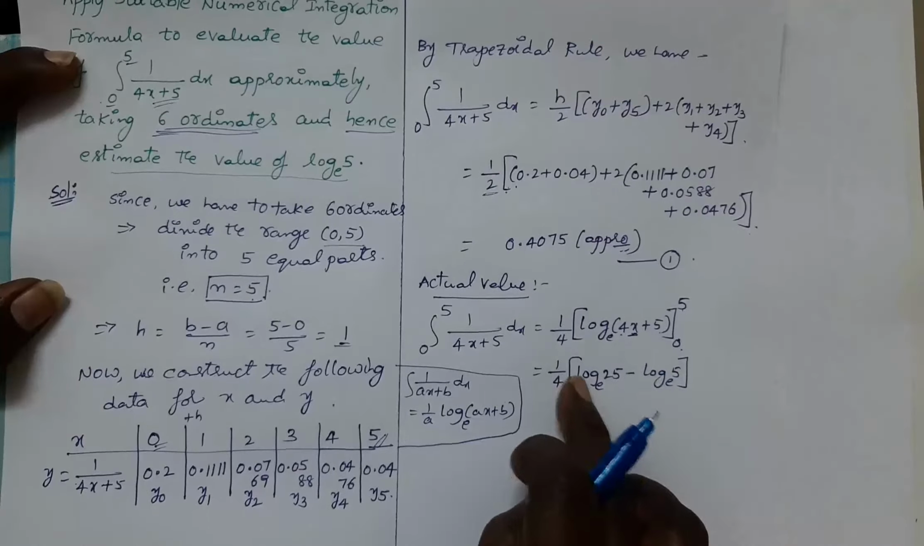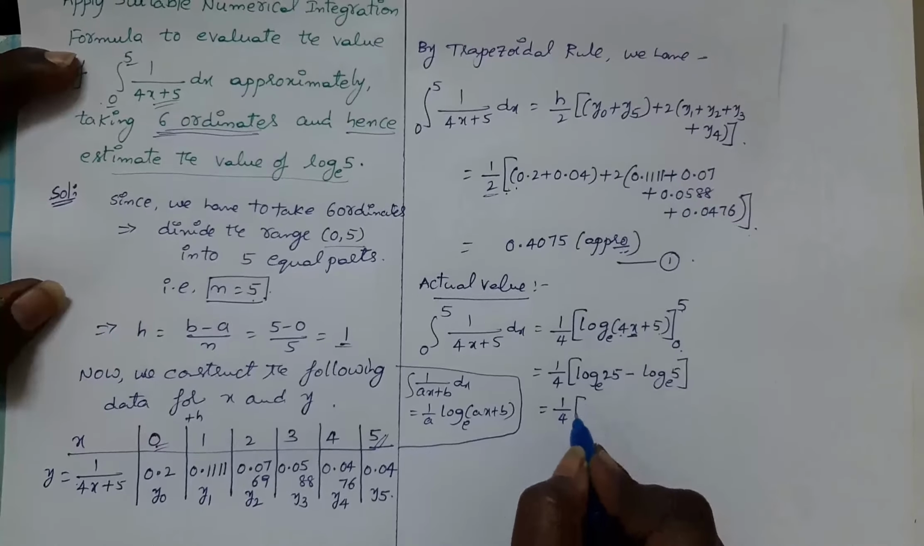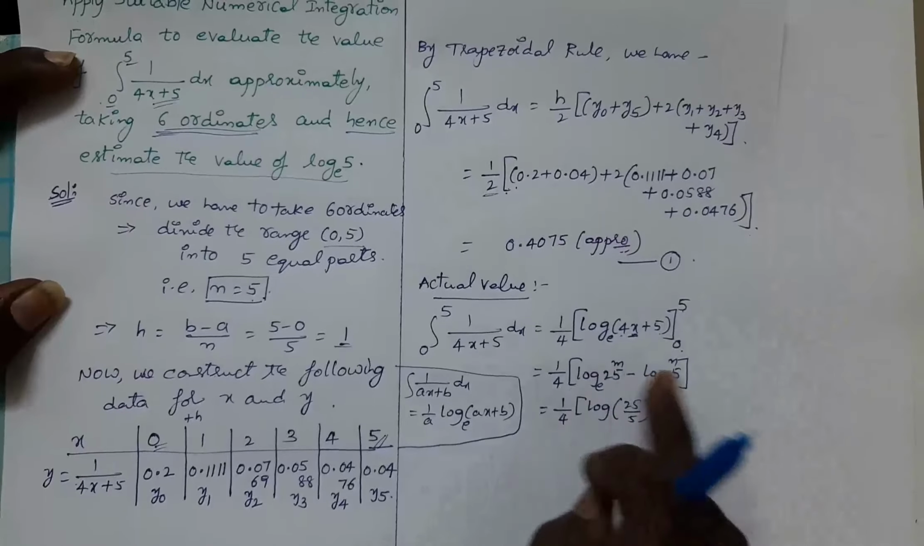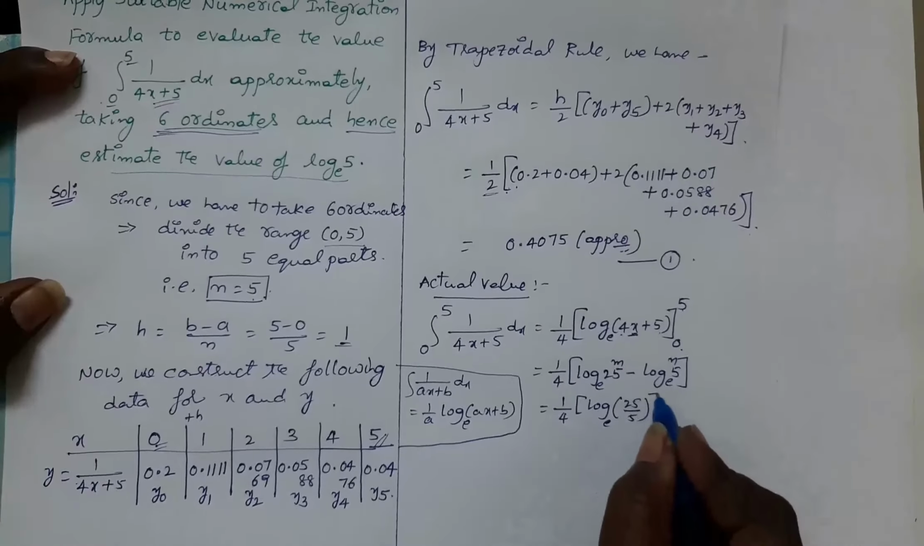So what is log 25 minus log 5? 1 by 4 into, using the log m by n formula, 25 by 5. This is m and this is n. By using log m minus log n equals log m by n to the base e, it is 1 by 4 into log 5 to the base e. Take it as equation number 2.